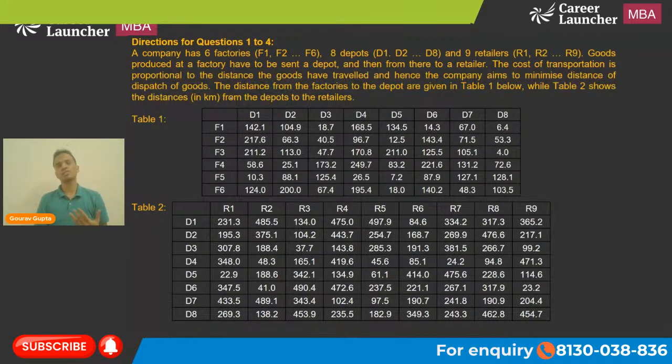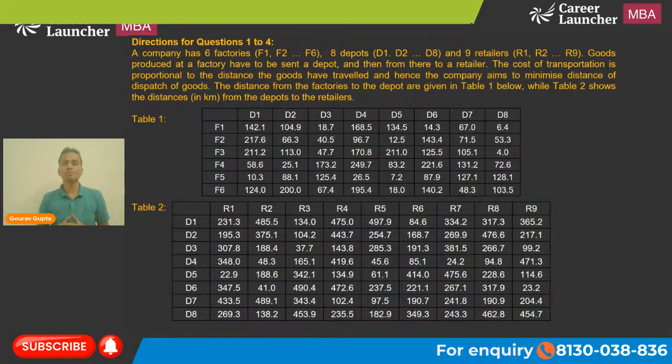Since cost is directly proportional to the distance traveled, to reduce the cost the company will try to reduce the distance that will be traveled to move the goods from a factory to a depot and from a depot to a retailer, the total cost.